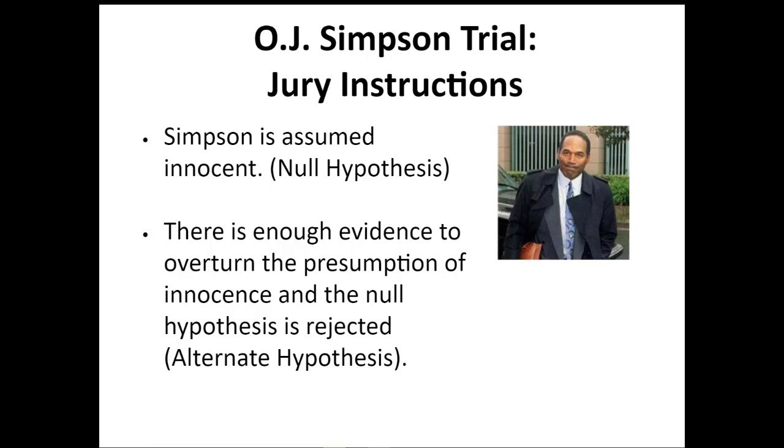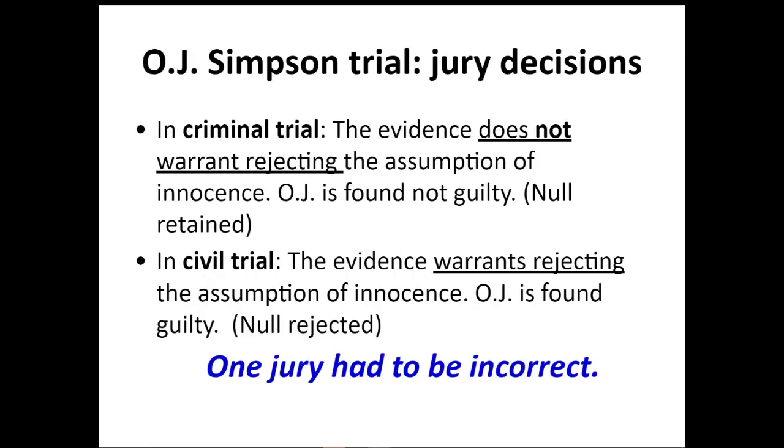In that situation, what they're doing is that they are rejecting the null hypothesis because there is enough evidence in the testimony to say that the null hypothesis of innocence should be rejected and the alternate hypothesis of guilt should be assumed. Okay, this happens every day, not just with the OJ Simpson trial, but any jury is given these same instructions. As I mentioned, what makes the OJ Simpson trial unique and why I like to use it as an example for looking at retaining and rejecting null hypotheses is that he had 2 trials.